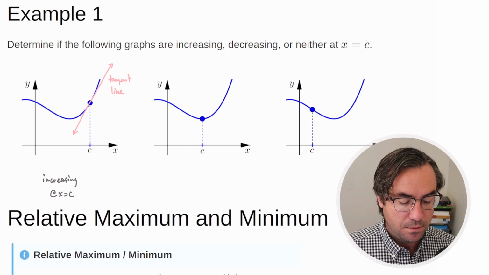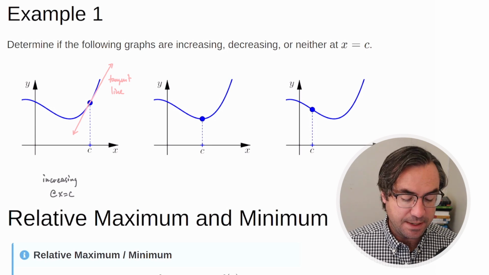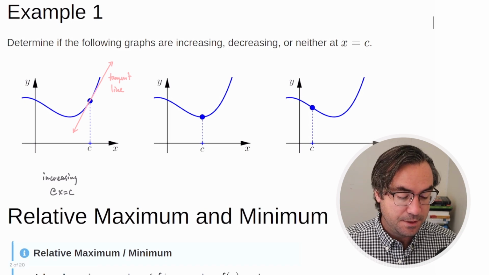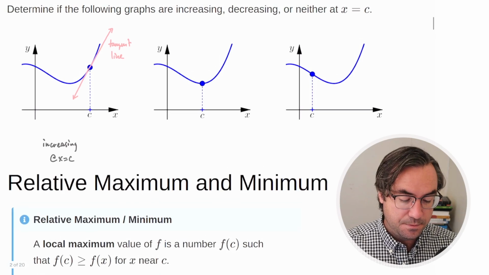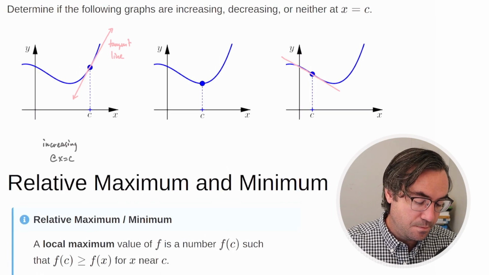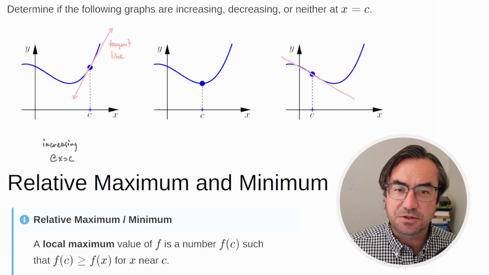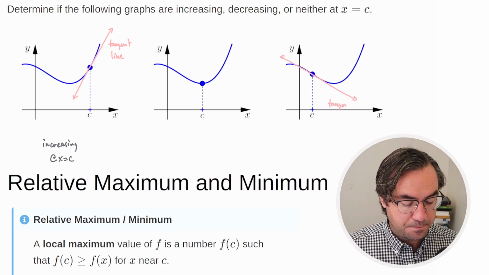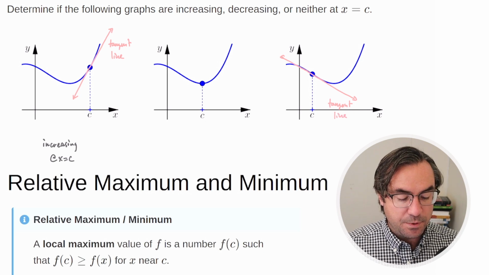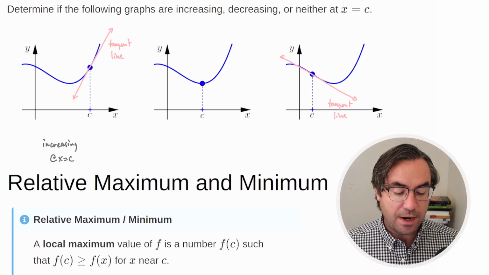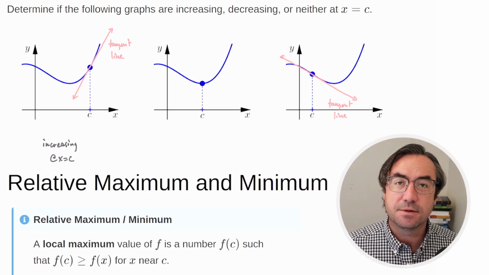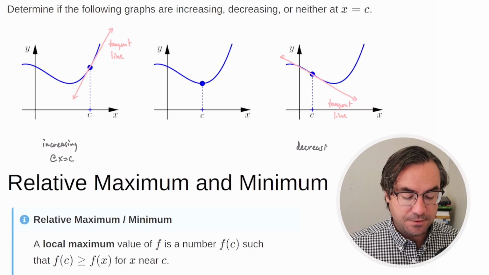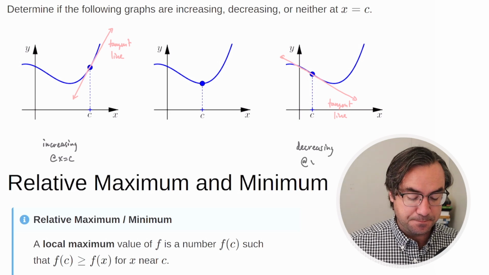Now, let's jump over to this one over here. Same curve. Now we're just looking at a different point. So again, let's draw the tangent line. Something like that. So we've got our tangent line over here. And what we see is that the graph is falling. It's moving down. So it has a decreasing trend. So we would say this function is decreasing at x equals c.